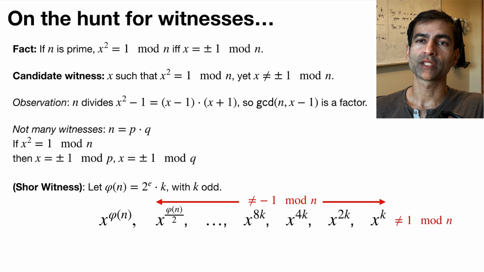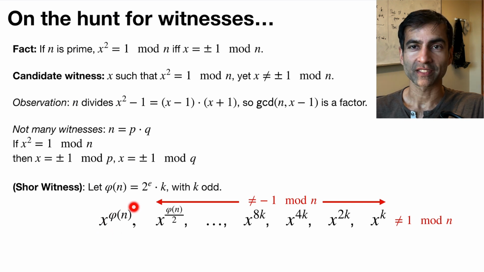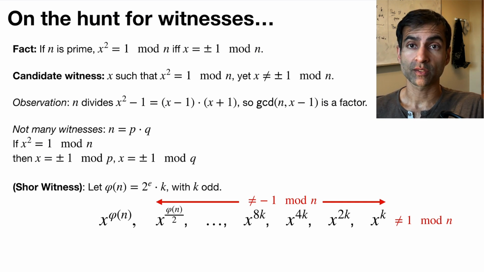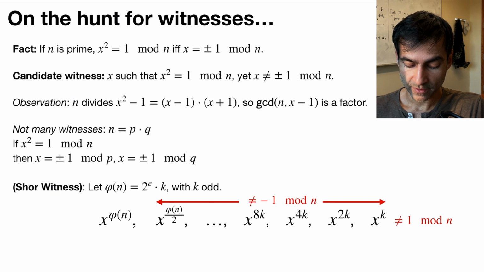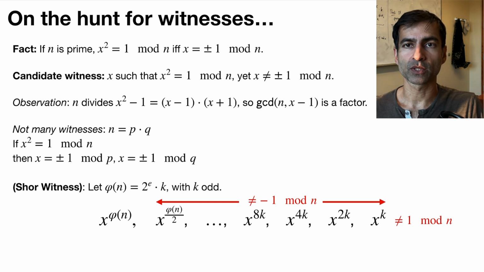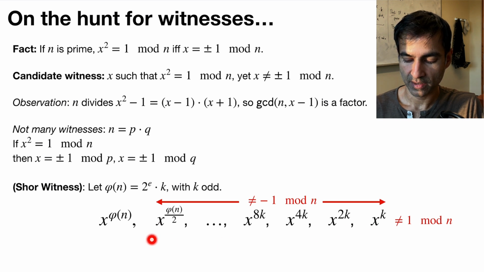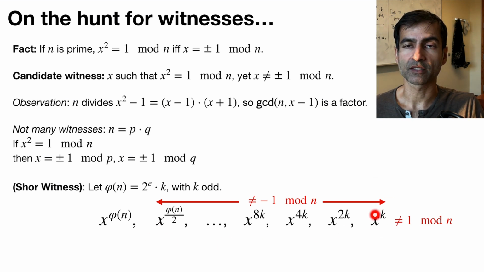The intuition behind this witness is we're going to start with a number, in the case of prime n, this number will be 1, and then we're going to start taking square roots. And if n was prime, then the first non-1 square root that you see will be minus 1. So in the witness, we'll insist that all of these numbers are not minus 1 modulo n, and this last number here is not 1 modulo n. That's the witness.